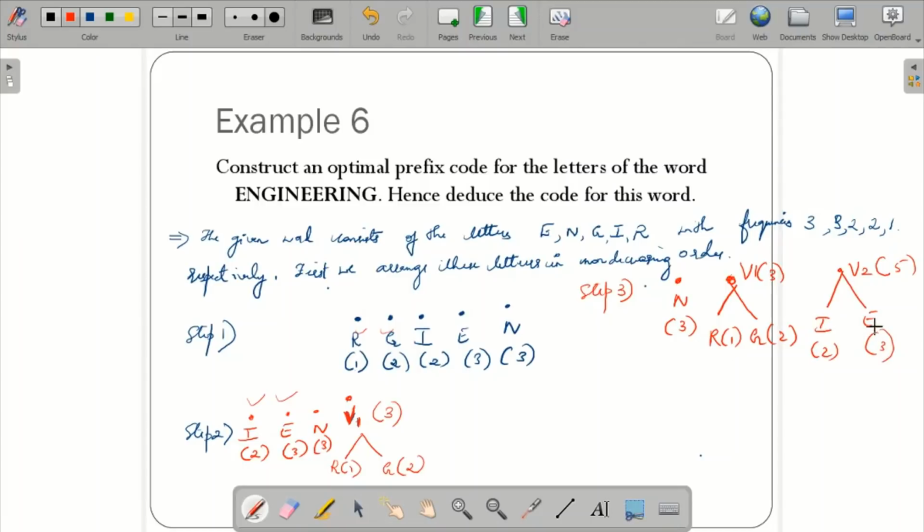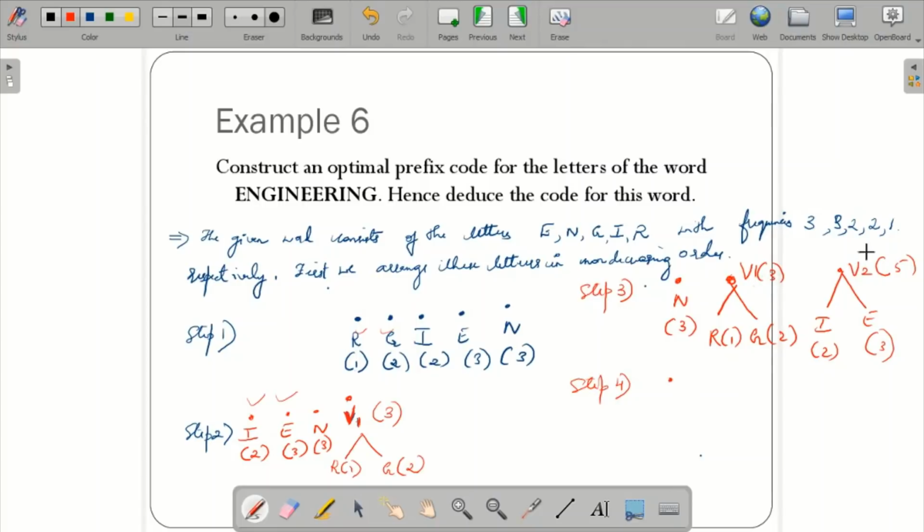So I got step 3 now. Now I have v2, v1, and n at the same level, with weights 3, 3, 5. Now again I need to combine these two, so that is step 4. When I combine these two, the weight will be 6.